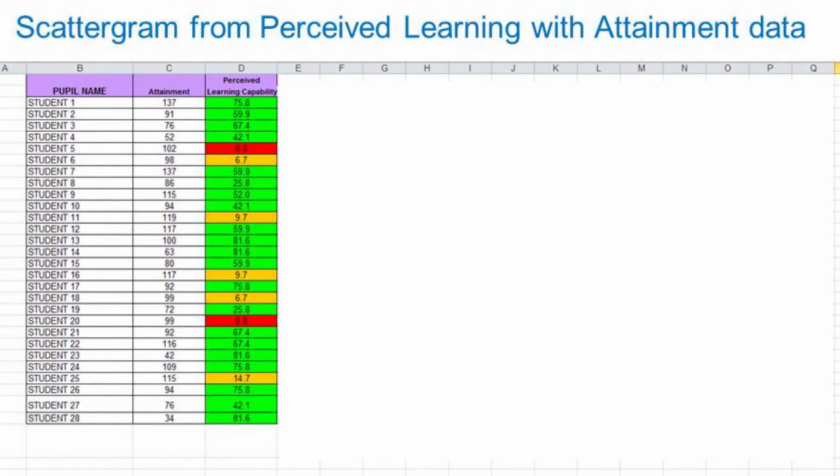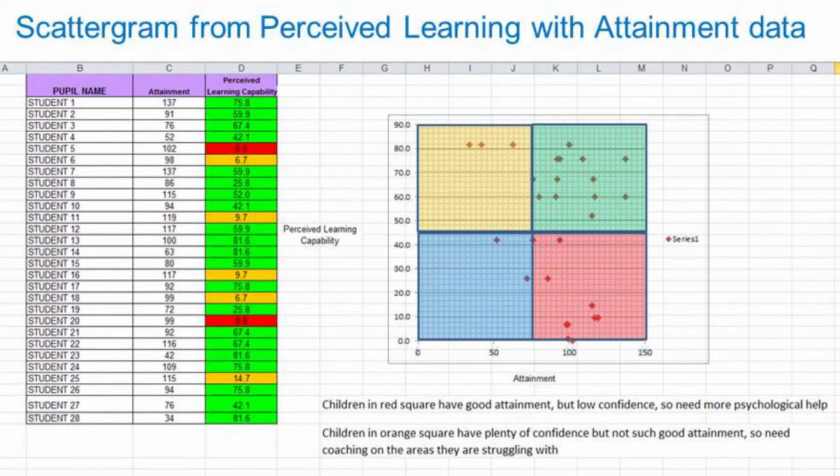Well, we have a suggestion for you to help you. In the example here, I've taken some attainment data and plotted it against the data from either Factor 2 or Factor 3, which measures their self-concept as a learner. Next, the data is plotted into a scatter graph, which spreadsheets such as Excel can do for you. The students we are trying to identify, the potential fragile learners, will be in the orange or bottom right square.